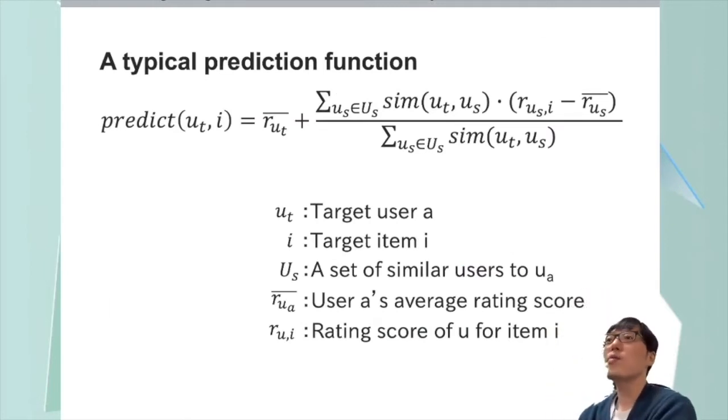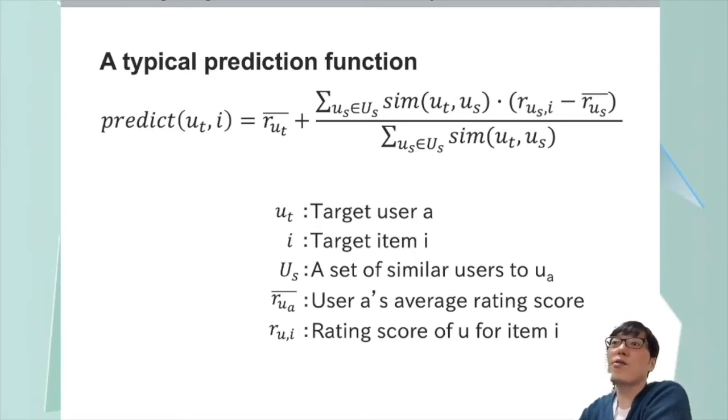After computing the user similarity, the collaborative filtering method predicts the rating scores for unpurchased items by using the user similarity. This is a typical prediction function. Okay, the formula seems complicated, but the idea behind this formula is very simple. We check how similar users rated item I to predict the target user's score for item I.